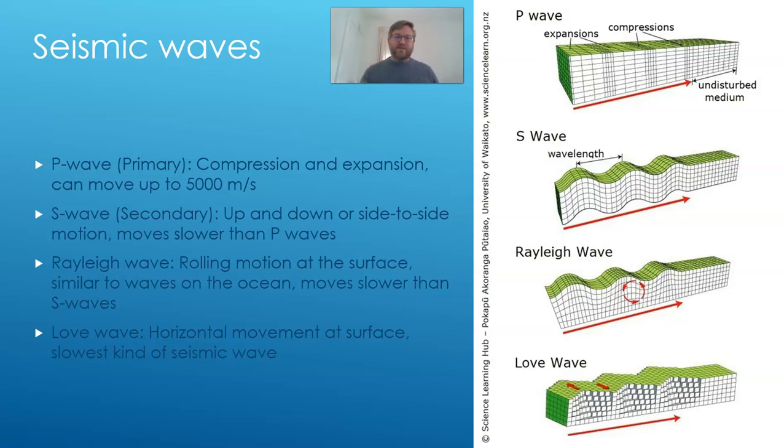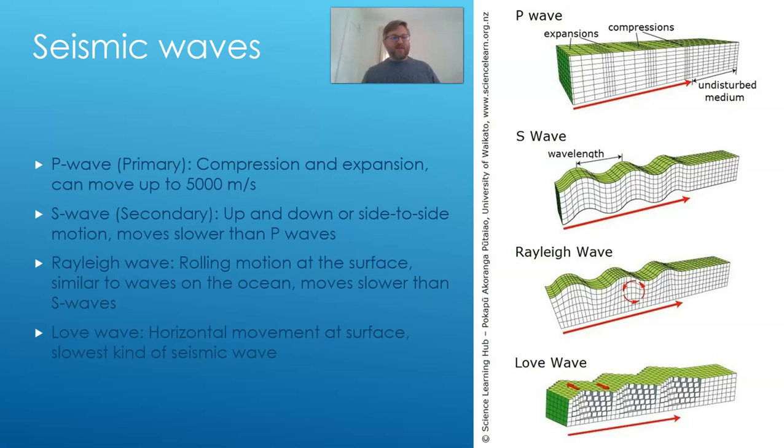So the first wave that you would get hit with, it's called the P wave, P for primary because it's the first one, and it's a wave of compression and expansion. So your ground is squishing and stretching in and out as it moves from the focus of the earthquake. And this is a very fast wave. It can move up to 500 meters per second. All right, so this is moving very fast out away from that focus. So the P wave is this expansion and contraction kind of motion.